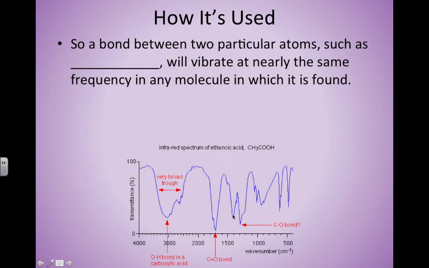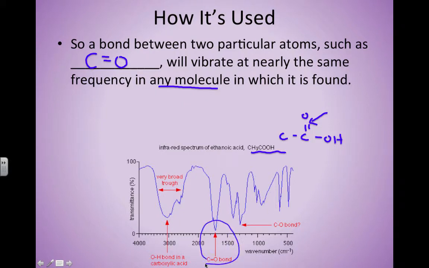So here's how we might use it. A bond between two particular atoms, say a carbon double bonded to an oxygen, will vibrate at nearly the same frequency in any molecule in which it is found because that CO bond is distinctive, especially with a double bond. So we can look at what frequency it vibrates and we can look for it to see, is it present? Like in ethanoic acid, we have the COOH, and here it is. We know it's there, and we can look at the frequency and find it in about the same place every single time.